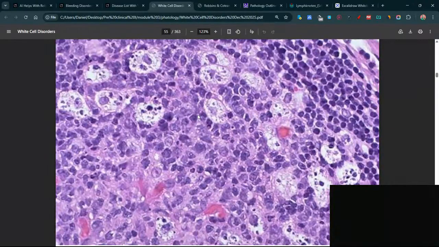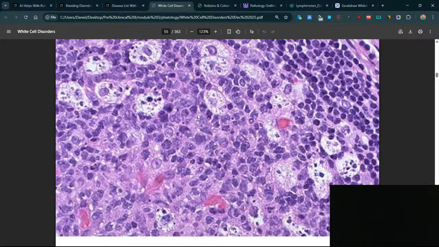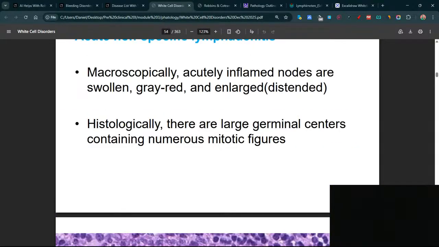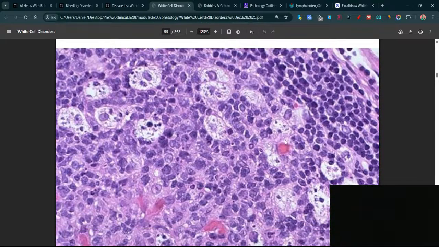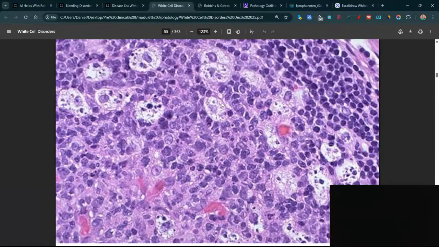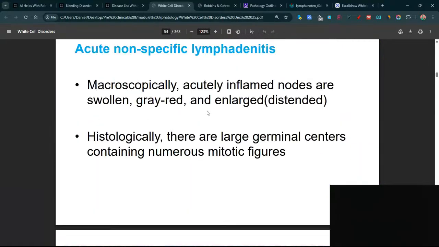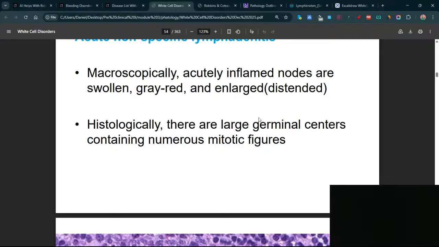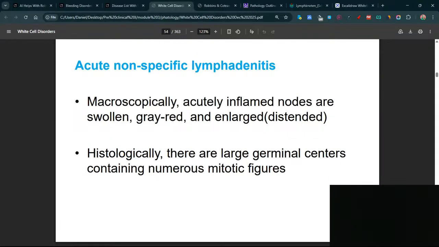Okay, now what you see here, what do we call this? The germinal center, this white part. Large germinal centers containing numerous mitotic figures. These are the mitotic figures, meaning there is mitosis, division. Okay, macroscopically, acutely inflamed nodes are swollen, gray-red and enlarged, distended.